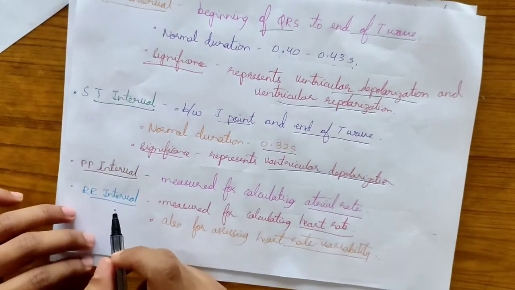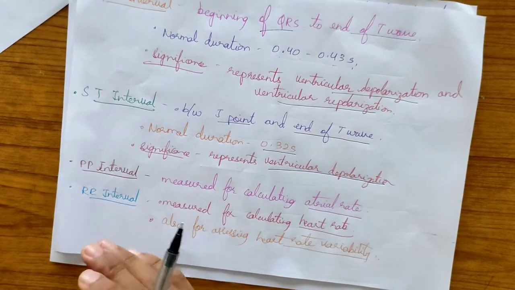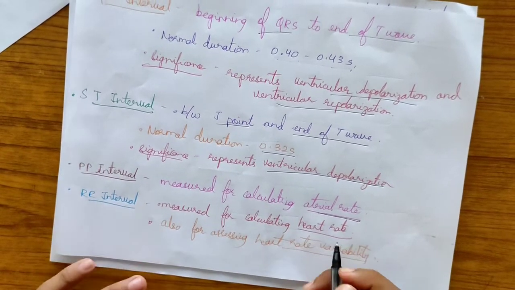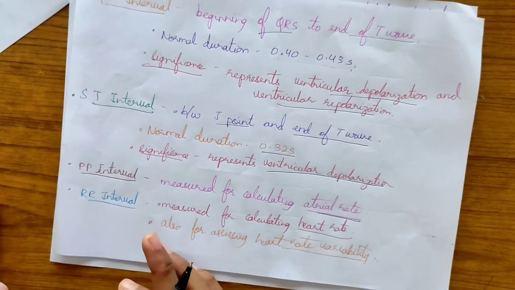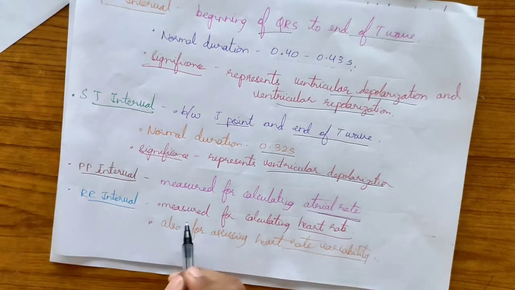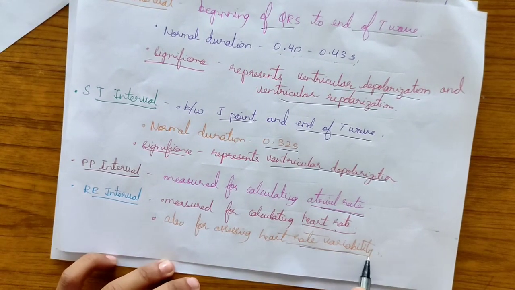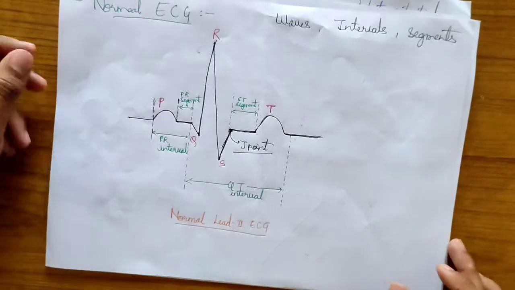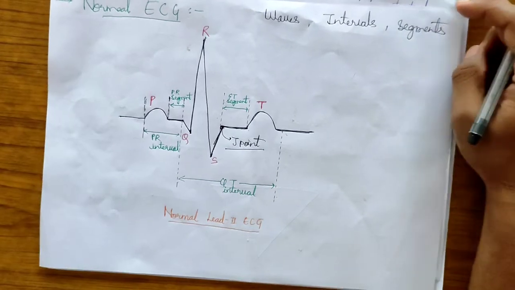Now comes the PP interval. The PP interval is the distance between the beginning of the P wave and the next P wave. It is measured for calculating the atrial rate. Then comes the RR interval. It is the distance from one R wave to the next R wave. It is measured for calculating the heart rate, and it is also used for assessing heart rate variability. If there is any variability in the heart rate, we can assess it by looking at the RR interval in the ECG. So this is the normal ECG and its components, and we also talked about the limb leads.